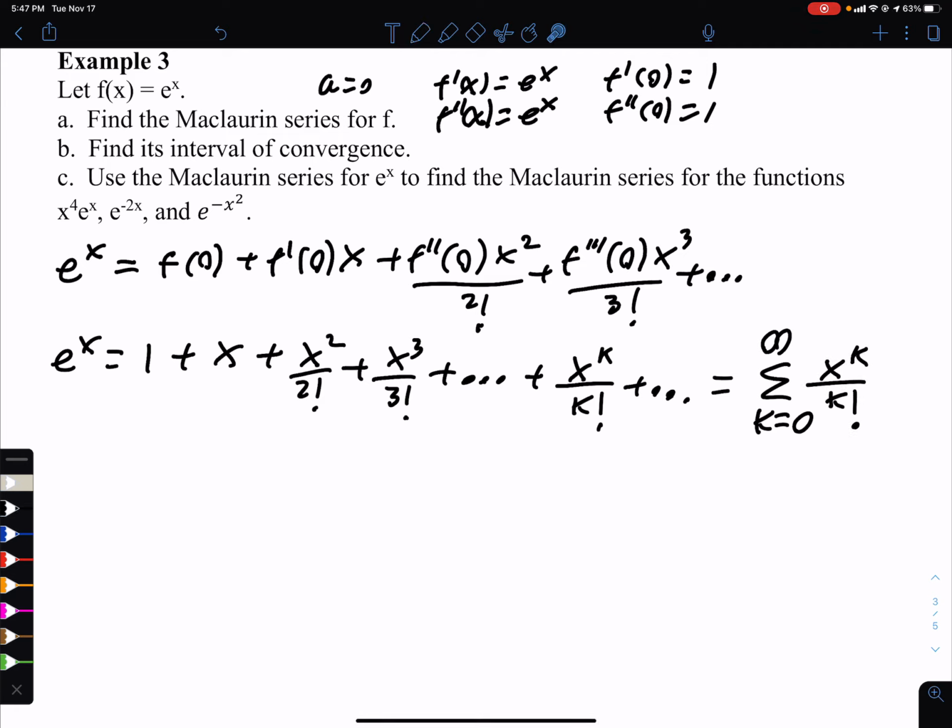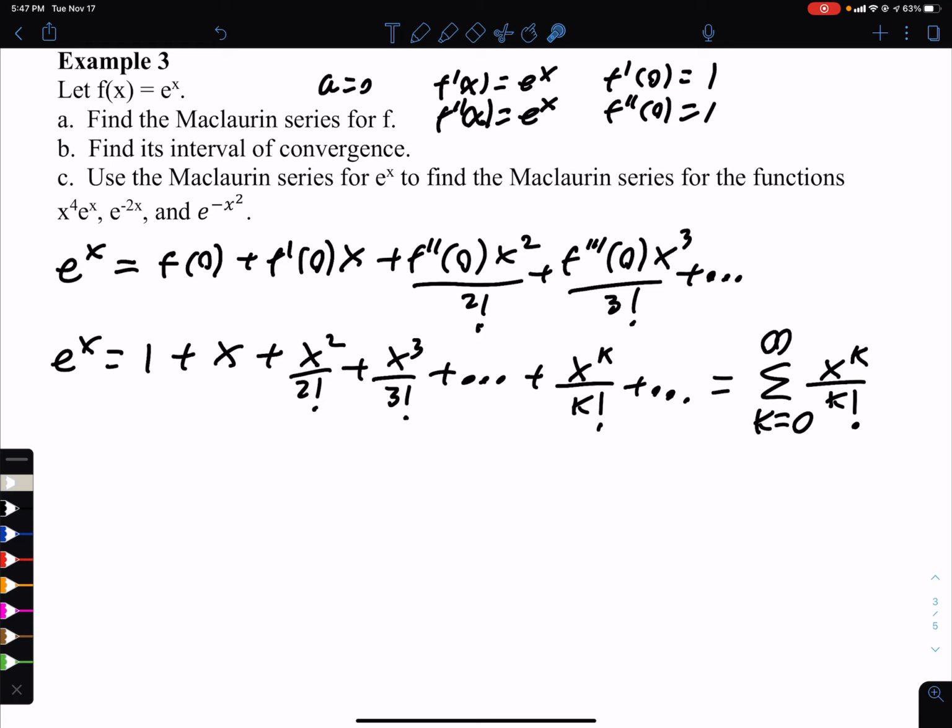And double check. Plug in 0. That's going to be 1. And x to the 0 is 1, so the first term is going to be 1. Let's plug in 1. x to the 1 over 1 factorial, that's just x. And you see this works. So we have found the Maclaurin series for f.